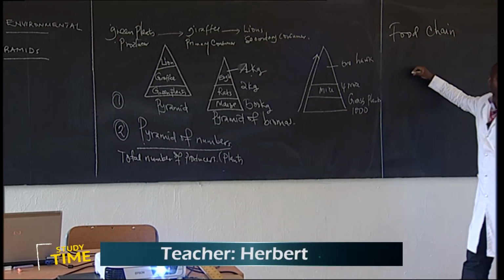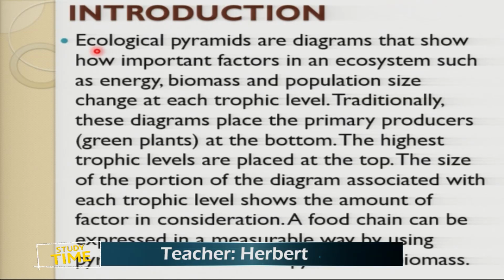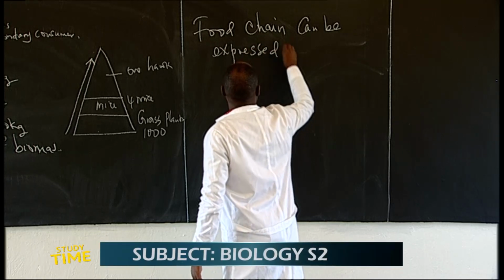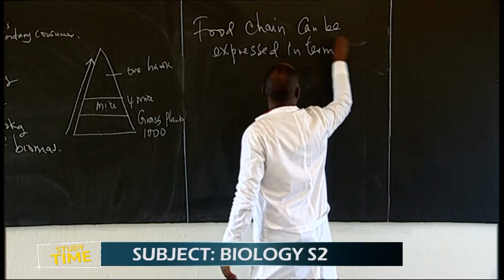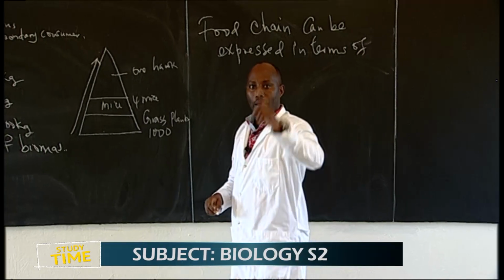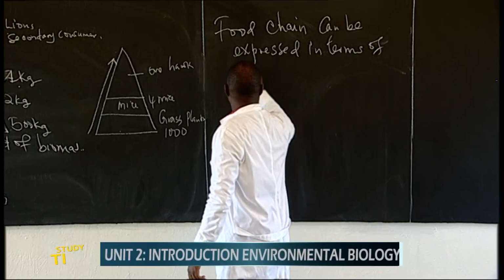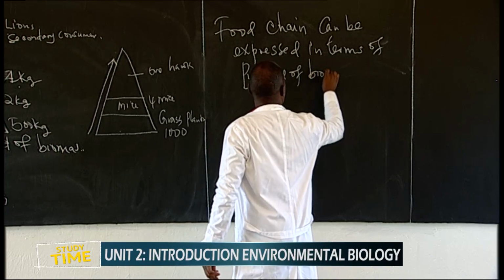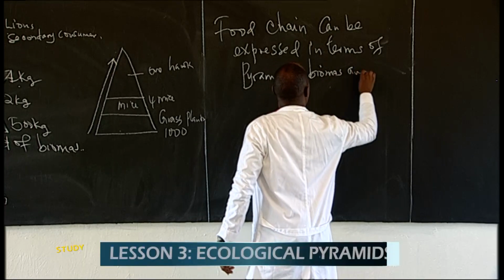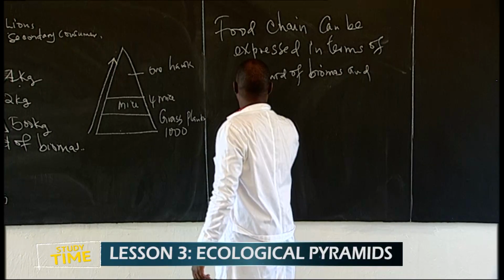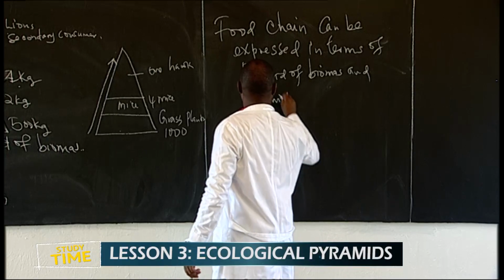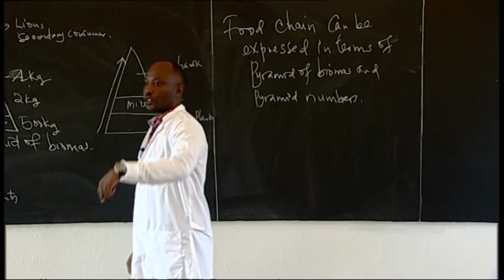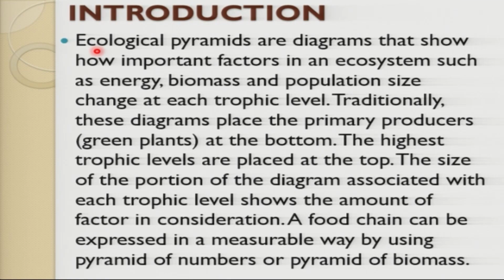So it means that the food chain, because this is energy flow, can be expressed in terms of the pyramid of biomass and the pyramid of numbers. Okay? Where we have to consider the numbers that are present in each trophic level. Okay?